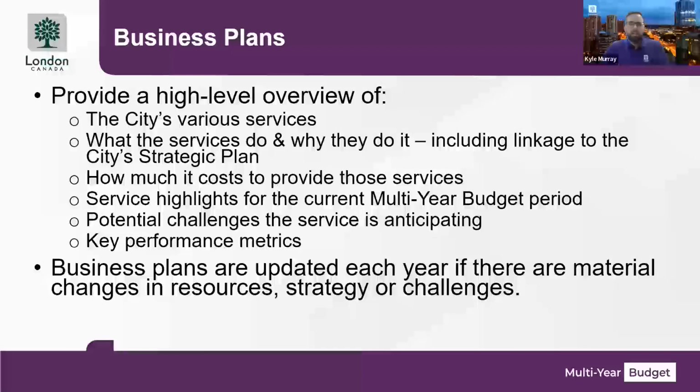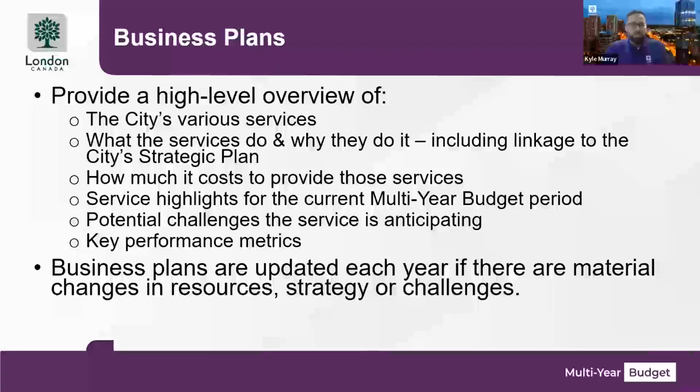Business plans are basically high-level overviews of the city's various 90-plus services that we deliver. They outline what the services do, why they do them, how they link to the strategic plan, how much it costs to deliver those services, what the highlights are anticipated for those services, and potentially what challenges those services might be facing in the years ahead as well. So these are nice summary documents, typically about 3 to 4 pages in length. They provide pretty good overviews of the various services that the city provides.